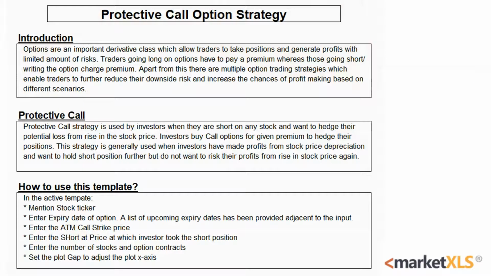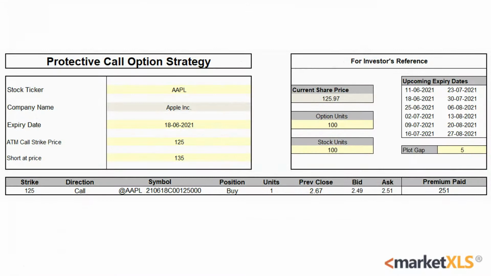MarketXLS offers a template for this strategy. Here's an introduction page for the users to read, and here's an active template. The yellow cells have to be inputted by the user: the stock ticker, expiry date, at-the-money strike price for the call, and the price at which you've already gone short on the underlying stock. Some upcoming expiry dates are available for reference on the side.